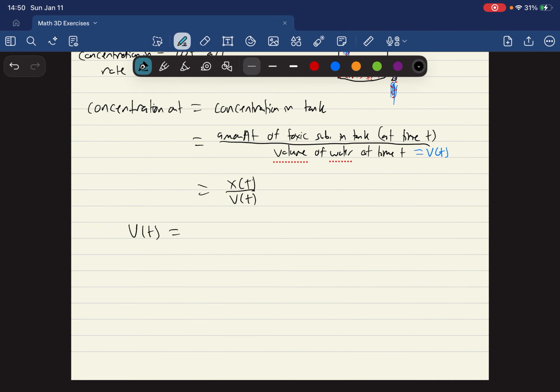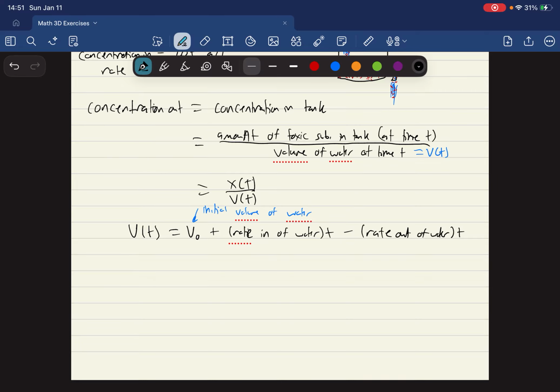And what this means is that this is going to be the initial volume of water. And we're going to do plus the amount of water coming in, rate in of water, times t, minus, so we're taking the amount of water we're adding in, and then we're subtracting the amount we're taking out, and that's going to give us the net change in the amount of water. Rate out of water, also times t.